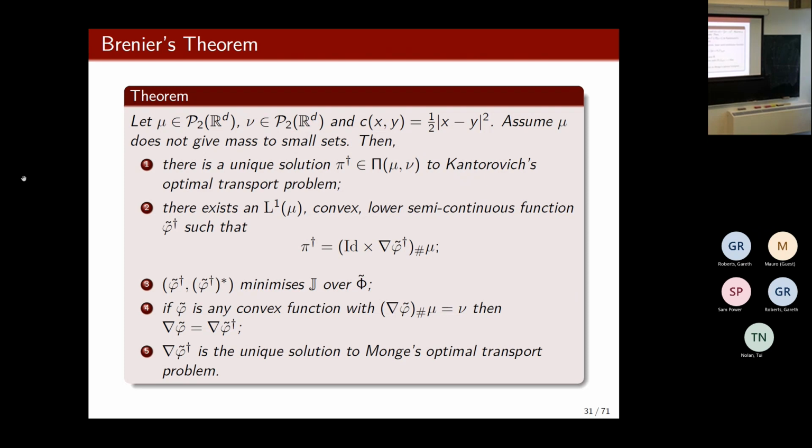Again, this is probably not surprising, because very early on in the talk we had this phi dagger tilde equal to T. We saw that if this was a transport map, then this was a transport plan. So the optimality carries through.